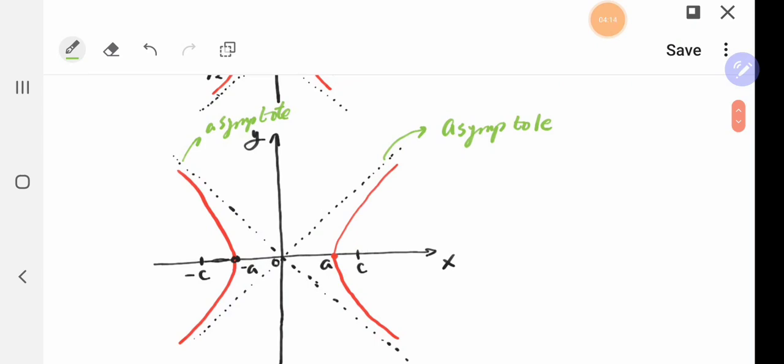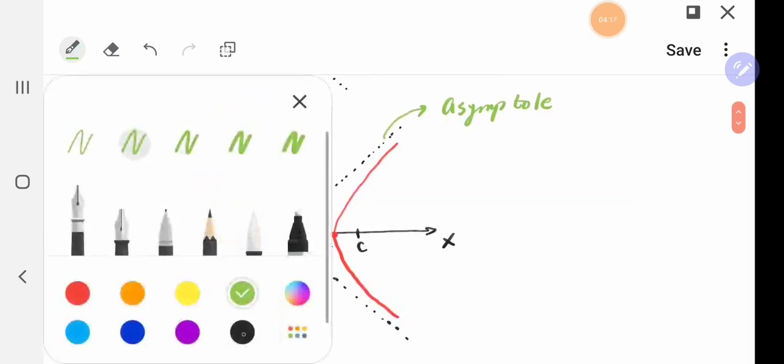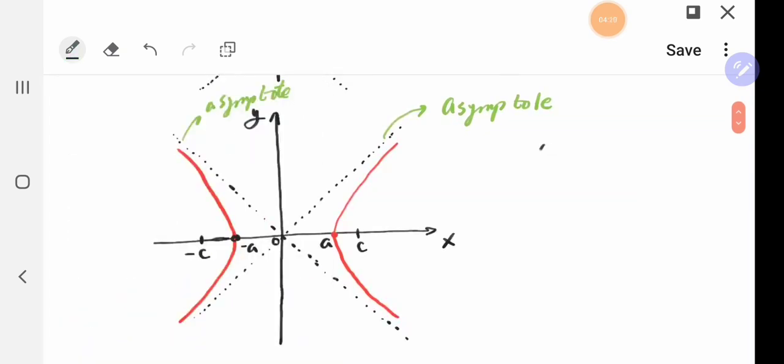Okay, let me write the equation for this hyperbola. The equation of a hyperbola starts with x squared over a squared. This is similar to the ellipse, but this time it is minus instead of plus, y squared over b squared is equal to 1. This is the equation of a hyperbola, and a is the vertex. We need this value b so that we can find the focus.